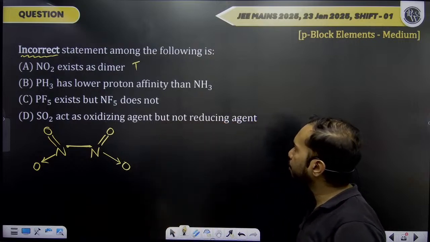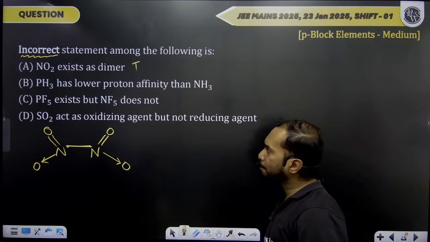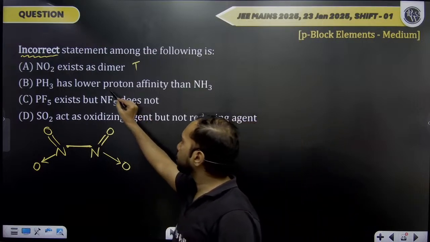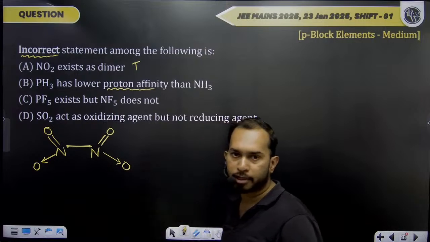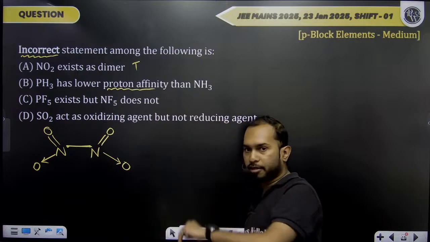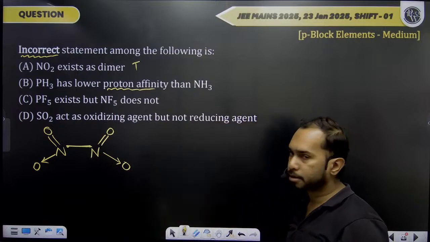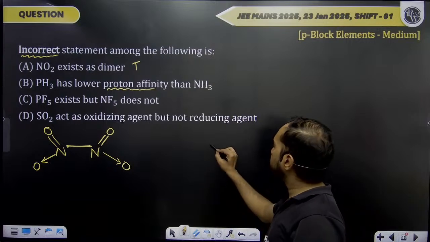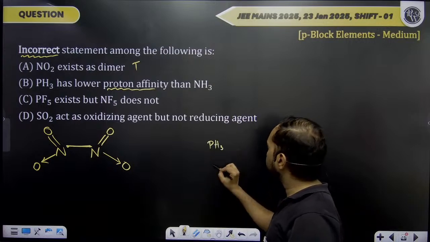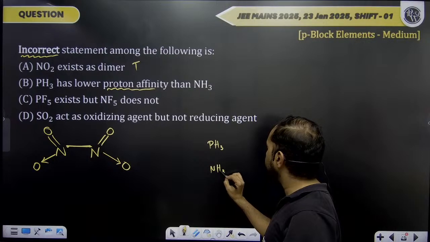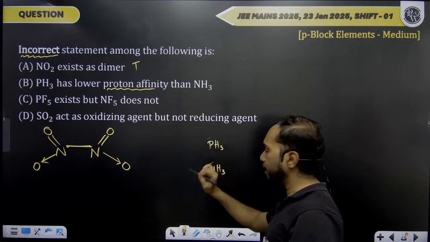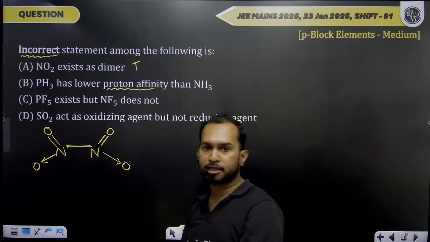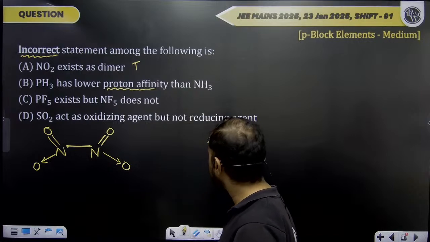PH3 has lower proton affinity than ammonia. Lower proton affinity. Now what is the meaning of proton affinity? Remember, it's not electron affinity, it's proton affinity. Proton means H+. So they are asking about PH3 and NH3, which one is a better base, which will accept H+ more easily.